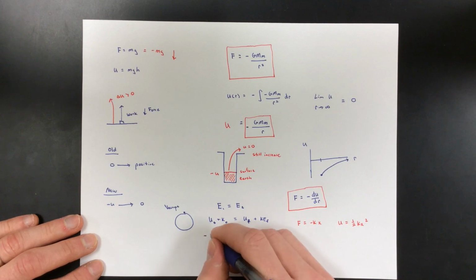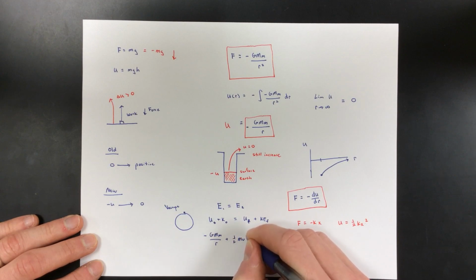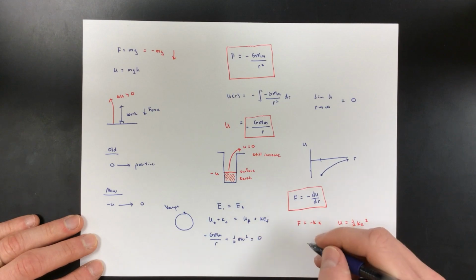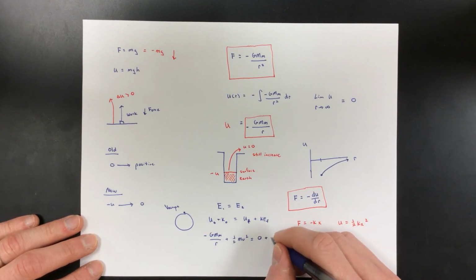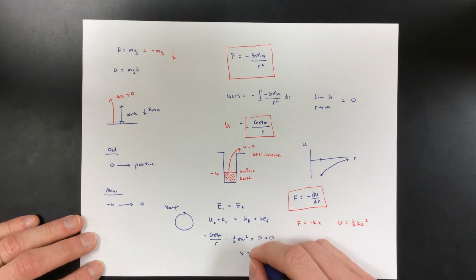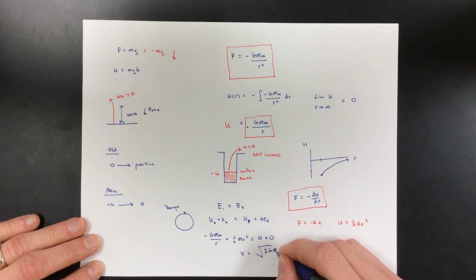Well, my original potential energy is negative GMm over r. The kinetic energy I need to launch with is 1/2 mv squared. And then if I escape, I get no potential energy. And if I'm launching it at the minimum speed, I'm going to have no more kinetic energy on the end as well. So if I solve for this, v will end up being the square root of 2GM over r.